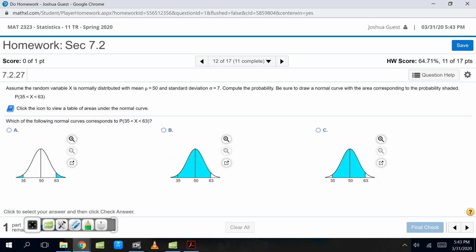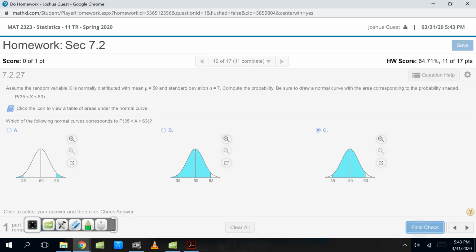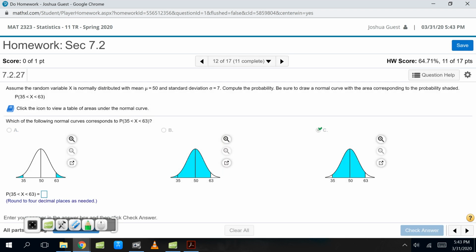Here, P is between 35 and 63. The mu is still 50 and the sigma is 7. So between the two, which one is it? The only one between two values is over here at C, right? So that's it. And then it wants us to calculate that.